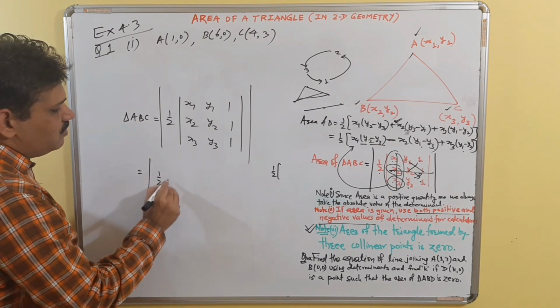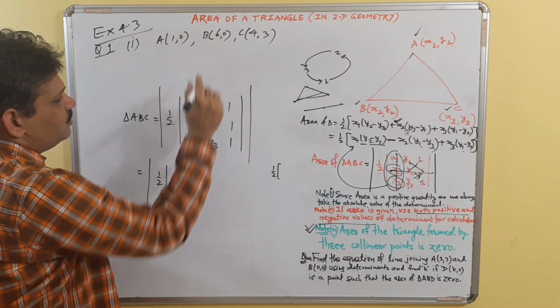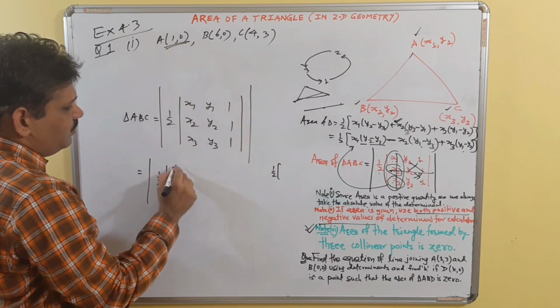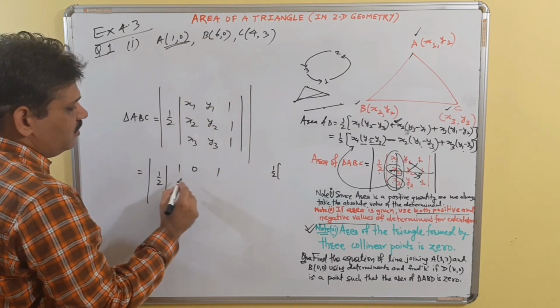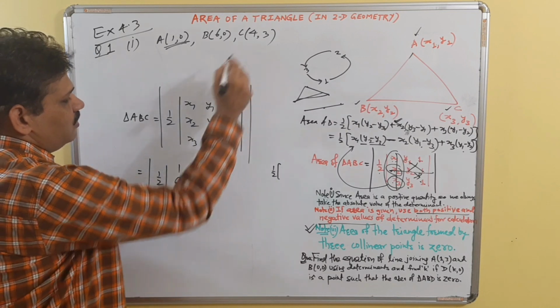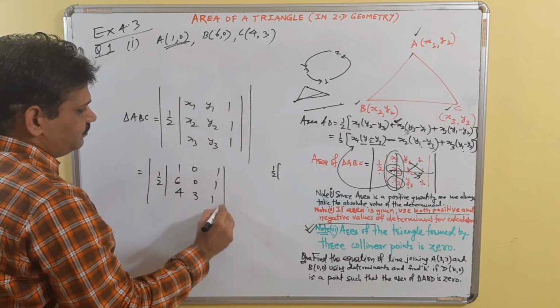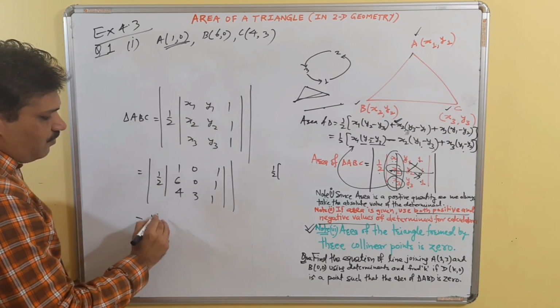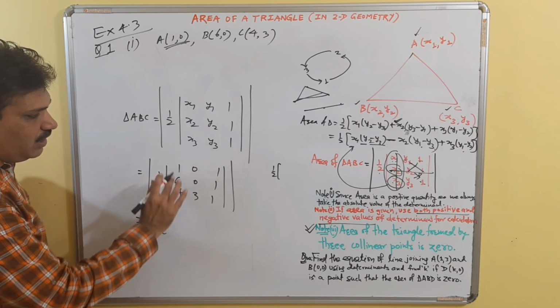So what we do is half the value of the determinant. The first point will be 1, 0, 1. The second point 6, 0, 1. The third point 4, 3, 1. Half of the value is this determinant.